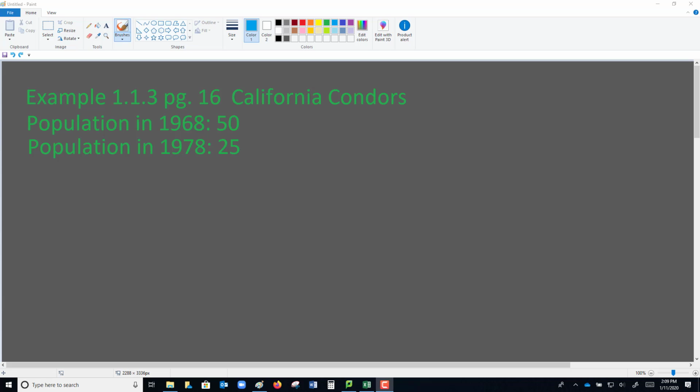To finish off section 1.1, we look at this last example about California condors and trying to make a model of its population. The only information in the book that we're told is that it started off at a population of about 50 condors in 1968, and it decreased down to 25 in 1978. So this is a decreasing population.